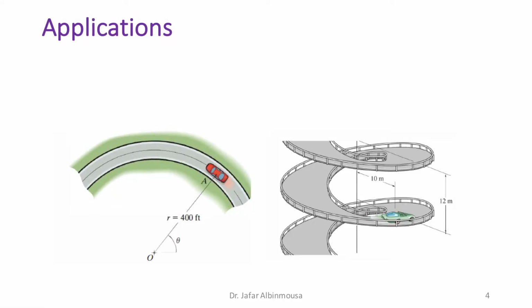But if we have an example like on the right hand side, the car here is moving over a spiral path or rod, so it's not enough to describe the motion just in terms of r and theta, but also in terms of z, which is the elevation over here. In this way, we use cylindrical coordinate.